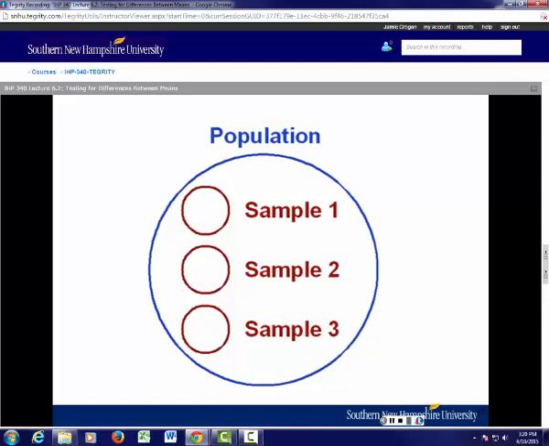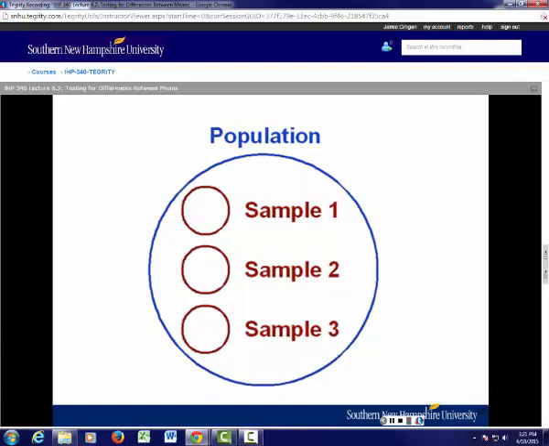So here's the scenario. We have a population. You can think of this as 3 samples from the population, or you can draw 1 sample from the population and then randomly assign to 3 groups. Either way, it's the same because it's all random. Okay, so you end up with these 3 groups.